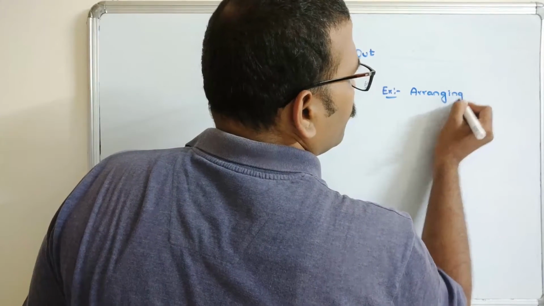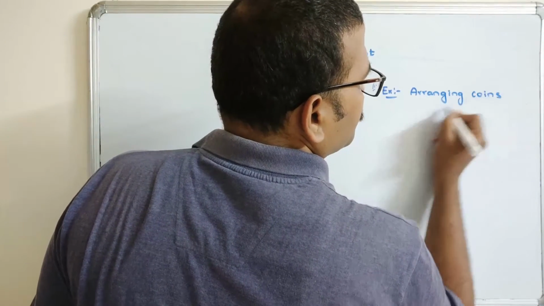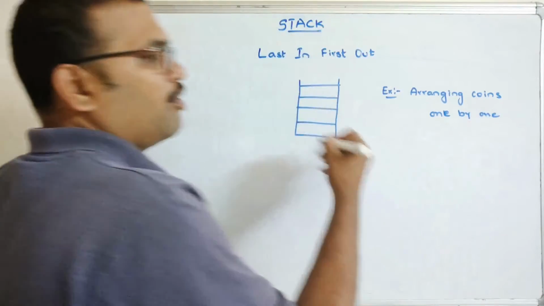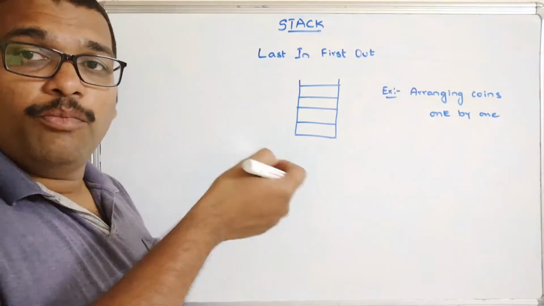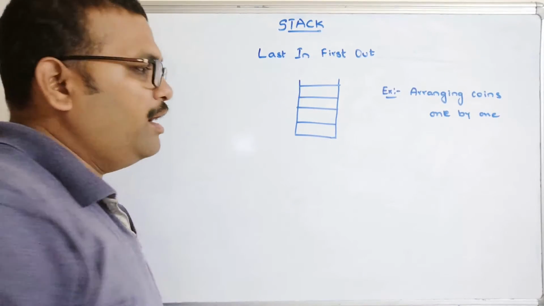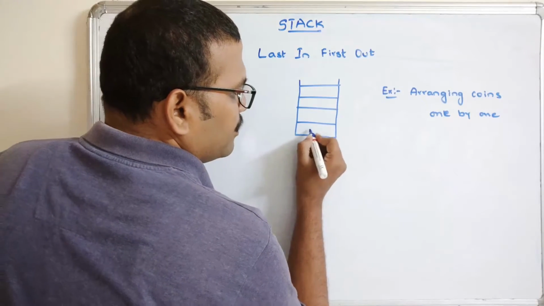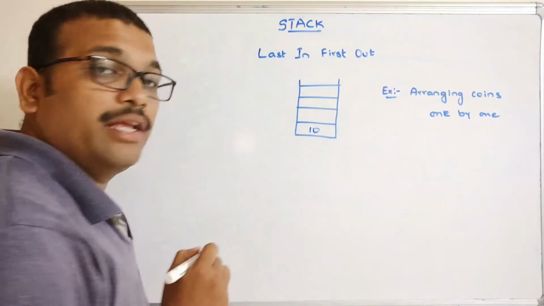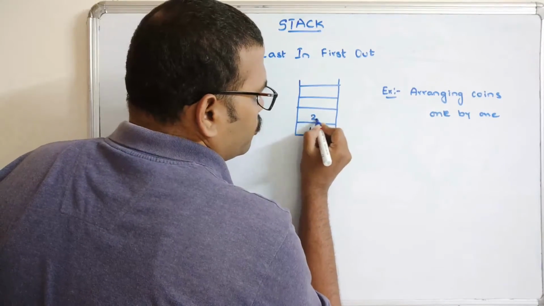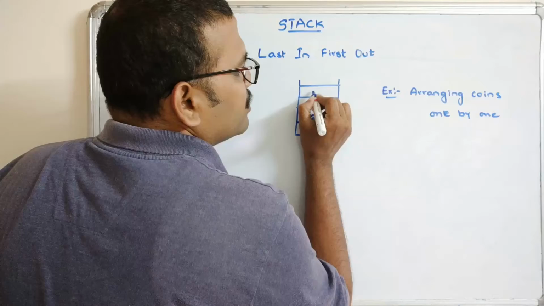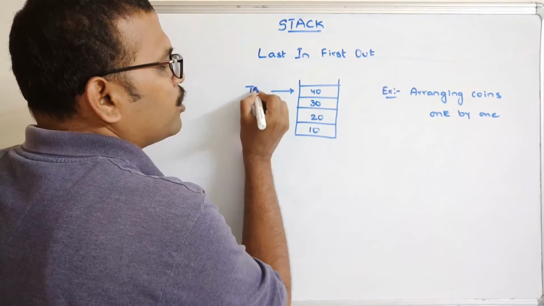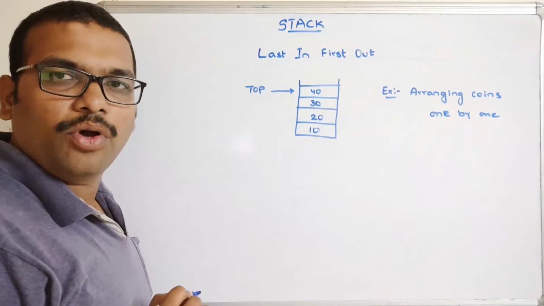arranging coins one by one, so that we can remove the topmost coin first rather than the last coin, right? So if you insert some element, that will be inserted here, and the next element should be inserted at the top of this element. So 20, so 30, so 40. So here this is the top, this is the top.